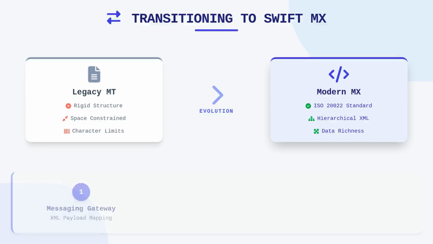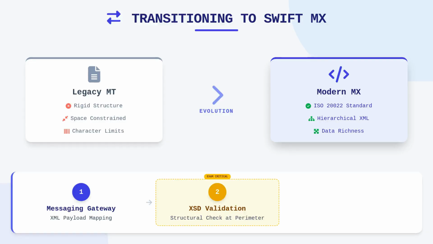Within FLEXCUBE, the MX integration is handled by the messaging gateway, which supports complex XML payload mapping. When an MX message arrives, the system uses schema definitions to validate the structure of the incoming data before it ever reaches the application logic. This means that if an incoming payment does not align with the predefined XML schema definition, or XSD, the gateway will reject it at the perimeter. This is a critical distinction for the exam, as it highlights how the system performs structural validation before moving into business logic validation, which occurs later in the core banking accounting layer.